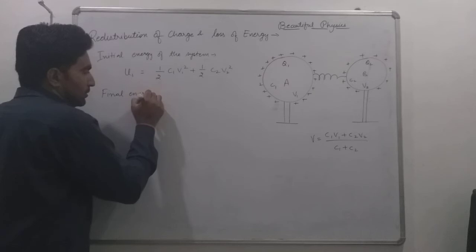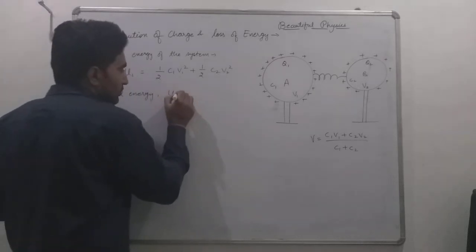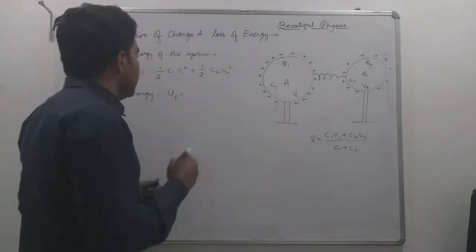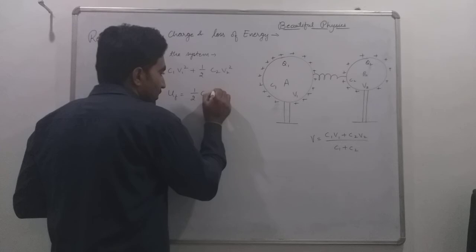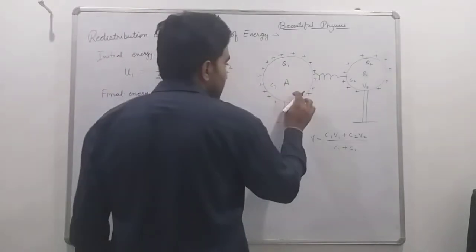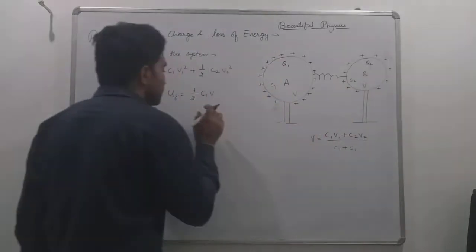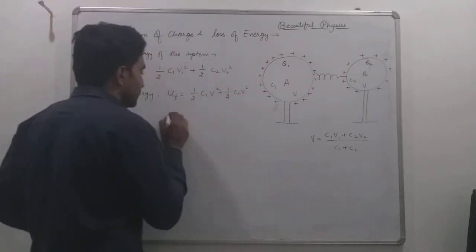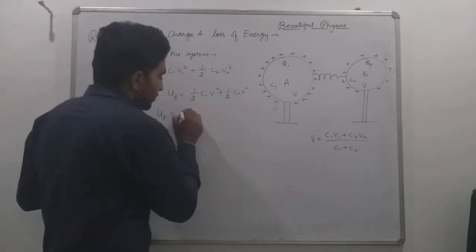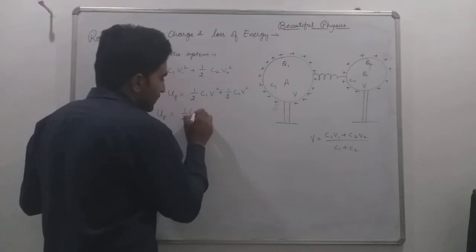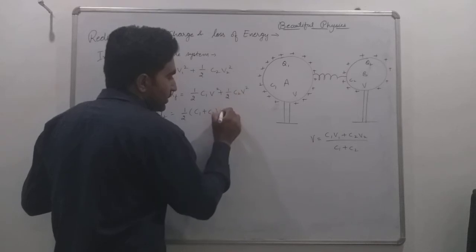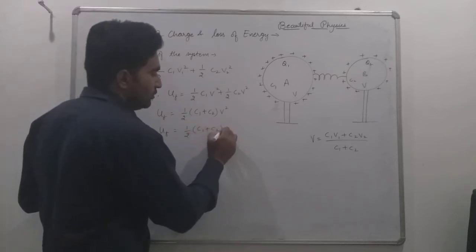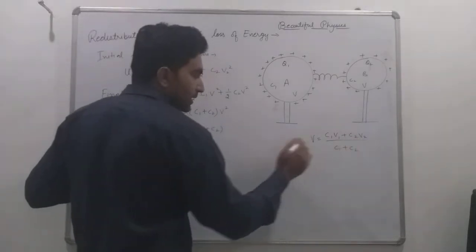Okay, after redistribution, final energy, I am writing it by UF, will be equal to again energy of the conductor A plus energy of conductor B. So it will be equal to 1 by 2 C1, but after redistribution both the conductors have the same common potential V. So it will be 1 by 2 C1 V square plus 1 by 2 C2 V square, or final energy will be 1 by 2, can be taken as common, C1 plus C2 times V square, and in place of V common potential we can write this expression.